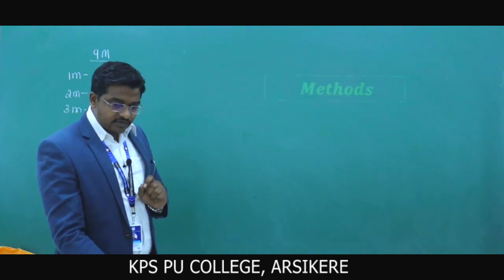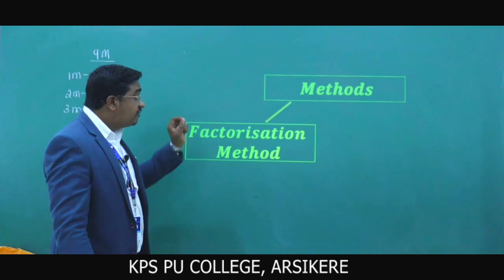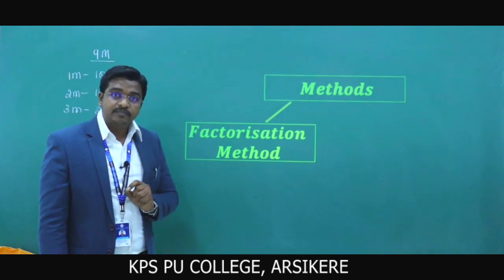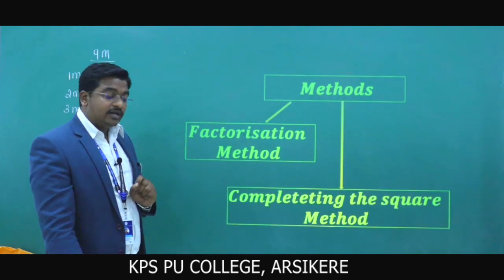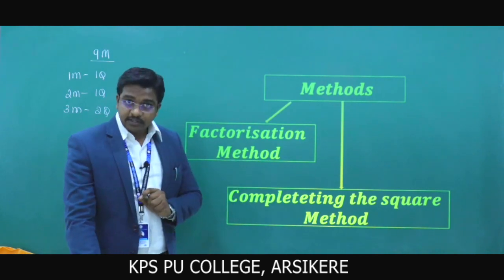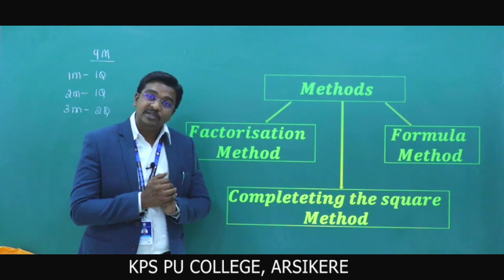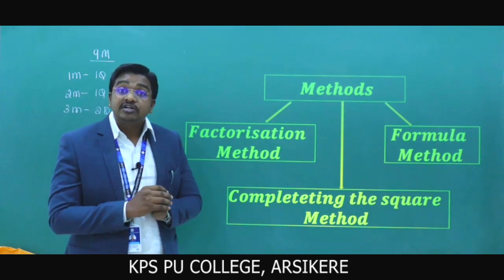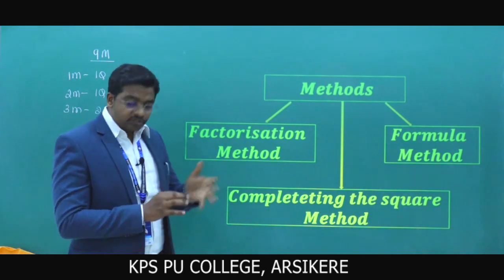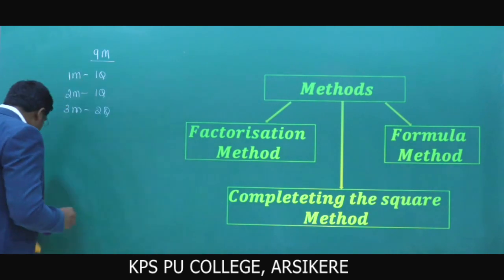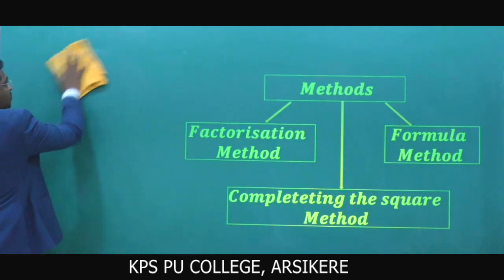We have 3 methods. ಇದ್ರ ಬಗ್ಗೆ ಡಿಸ್ಕಸ್ ಮಾಡಿದ್ವಿ quadratic equations ಅಲ್ಲಿ. So the methods are, first one is factorization method, second method is completing the square method, and the third one is very important, the formula method. It is also called Sridharacharya formula.